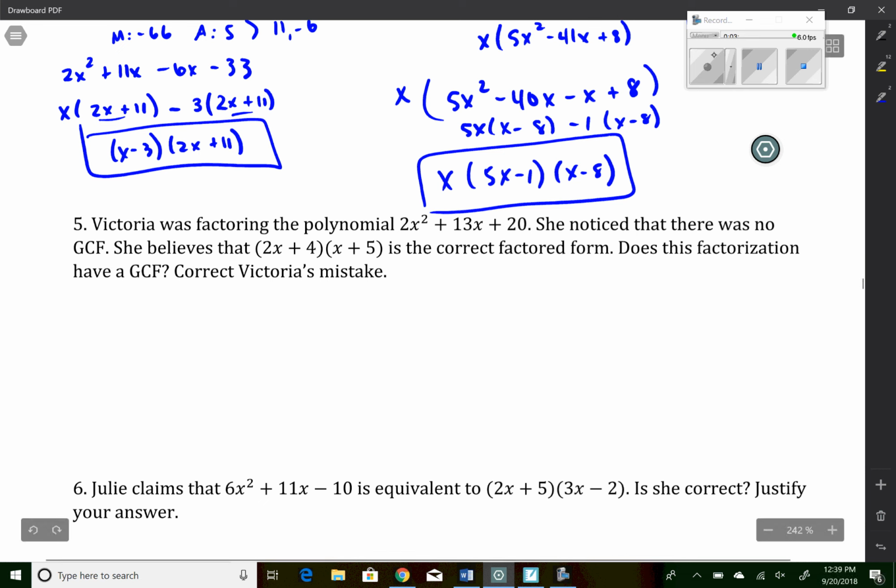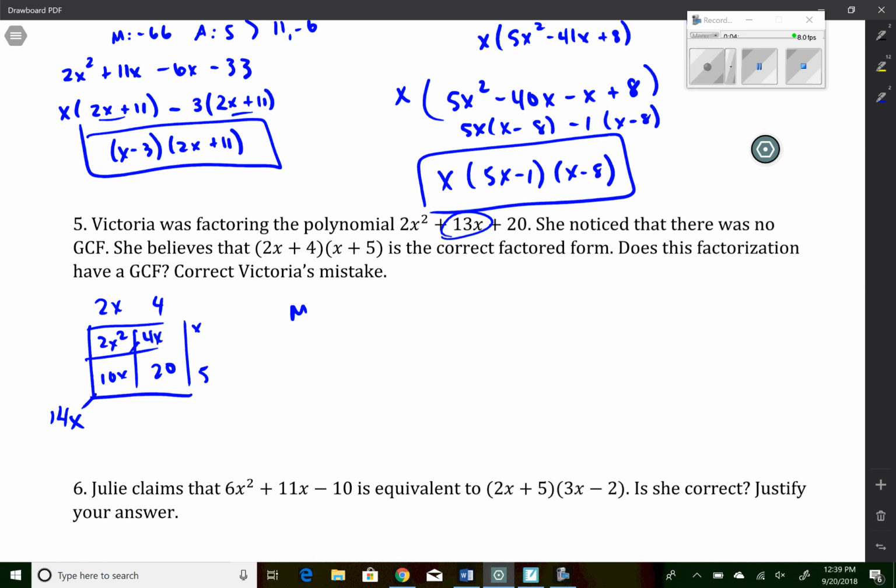If you were to quickly multiply that back out, what Victoria has there, 2x and 4, and x and 5, you get 2x squared, 10x, 4x, and 20. The first and last terms are good, but this middle term only adds to 14x. I want it to add to 13x. So to fix Victoria's mistake, I have to figure out what multiplies to make 40, but adds to make 13. So that's going to be 8 and 5.